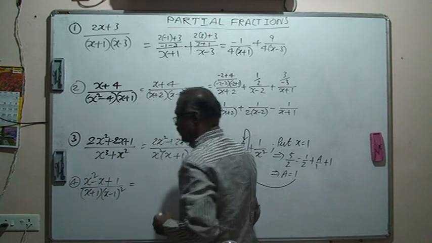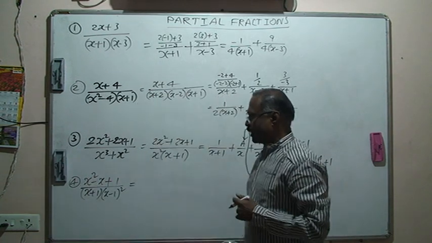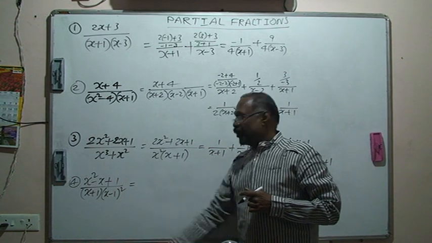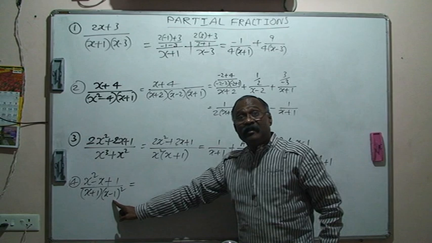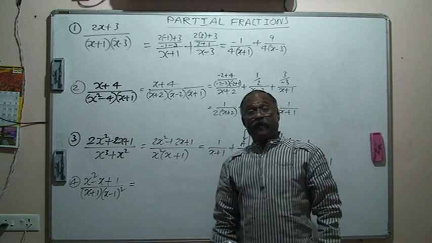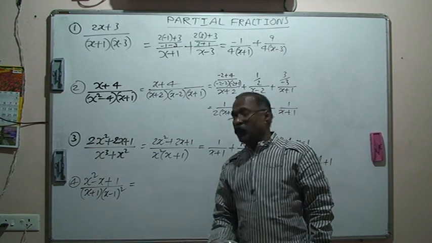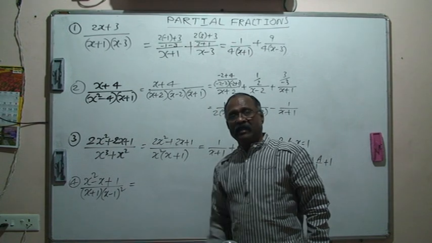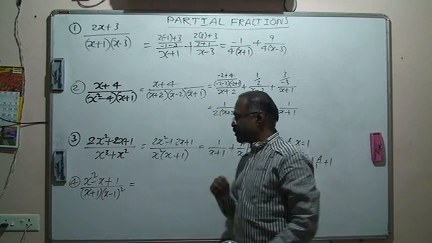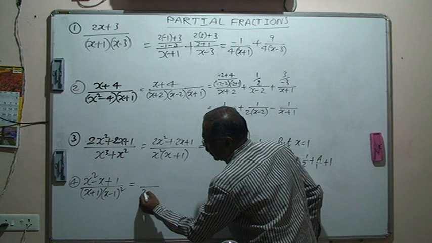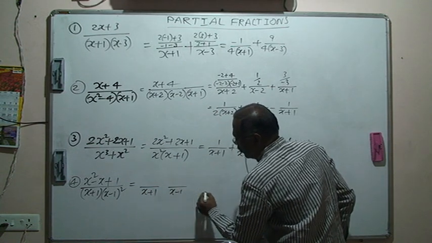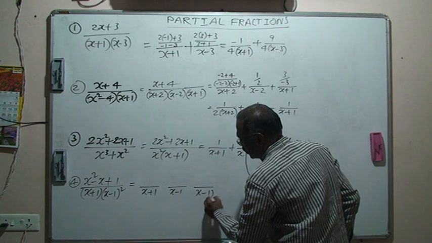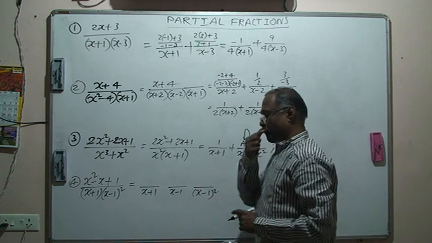This is (x² − x + 1) divided by (x + 1)(x − 1)². Here you have one non-repeated linear factor, and a repeated linear factor. How many factors are in the denominator now? 1 plus 2, 3 are there. So you must write 3 fractions. For that, we are writing x + 1 first, then x − 1, and then (x − 1) whole square.